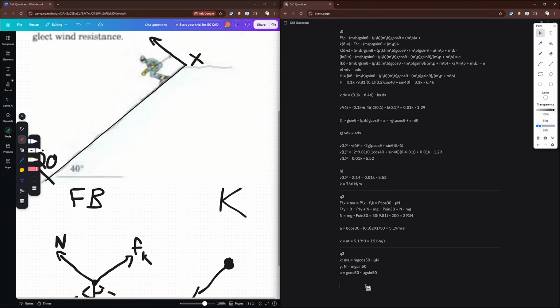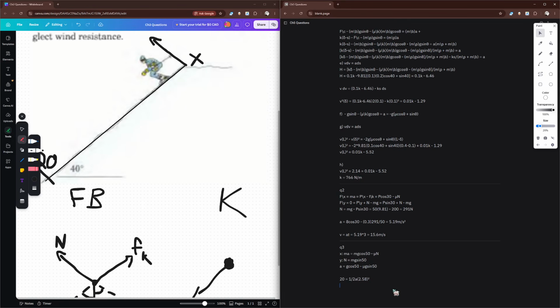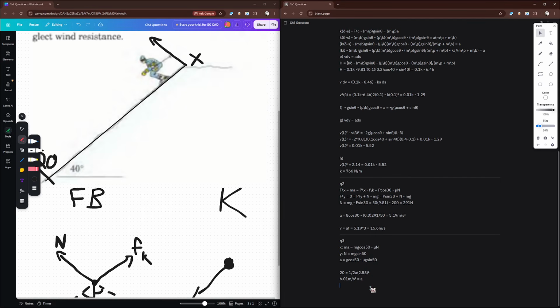So what formula does that make you think of? Well, it makes you think of S equals S naught plus V naught T plus half A T squared. So we have S is equal to 20. Those two things are 0. And we have a half A T, which is 2.58 squared. So we're going to go 40 divided by 2.58 squared, which is 6.01 meters per second squared for acceleration. So 6.01 meters per second squared is equal to A. And we're solving for this, so we're just going to plug this into our equation.